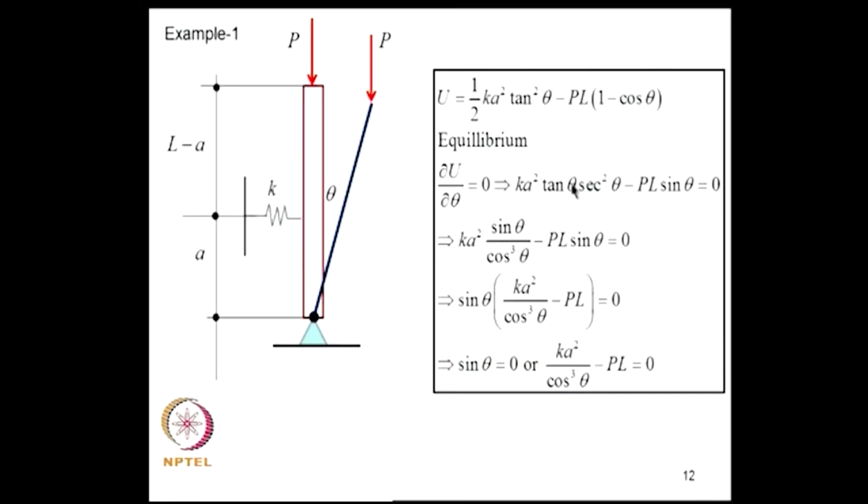If you organize these terms, we get the condition that sin theta into K A square by cos cube theta minus PL must be equal to 0. This quantity can be 0 by either sin theta being 0 or the term inside the parenthesis being 0. So, we get the condition sin theta equal to 0 or K A square divided by cos cube theta minus PL equal to 0. Now, this is the condition for equilibrium.